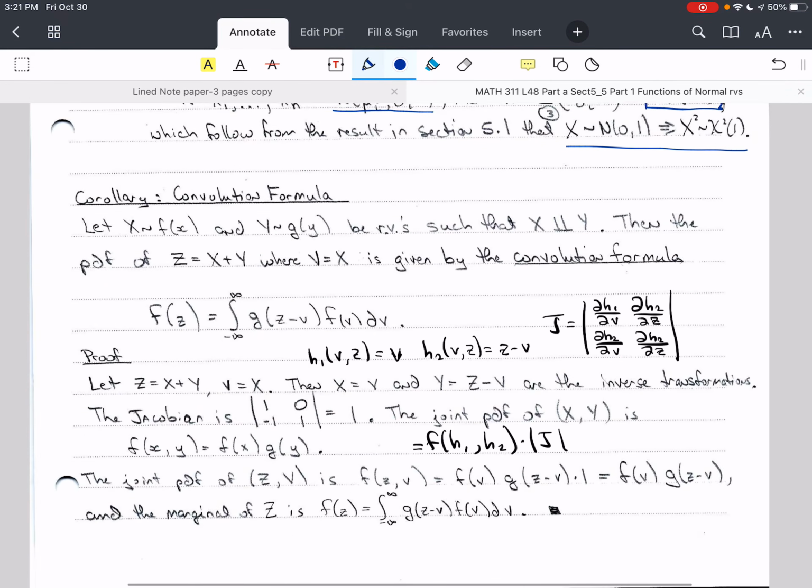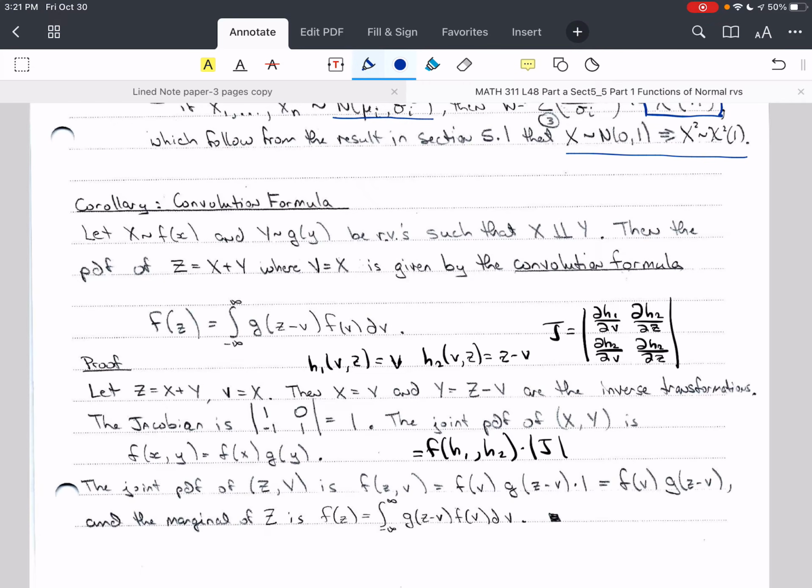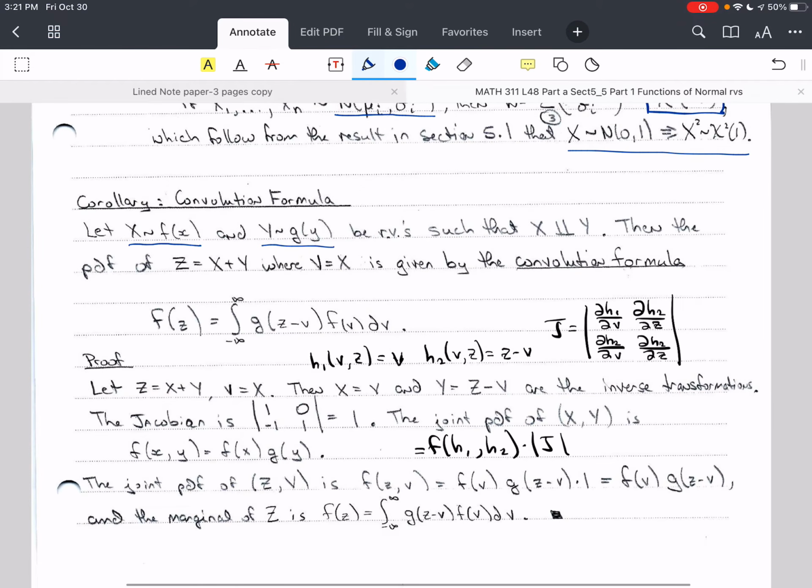So let's talk about this convolution formula. Let's say that X and Y are independent, and X has a distribution or PDF f of x, and Y is distributed by PDF g of y. Then the PDF of Z, which is X plus Y, where V is equal to X, is given by the convolution formula, and here it is.